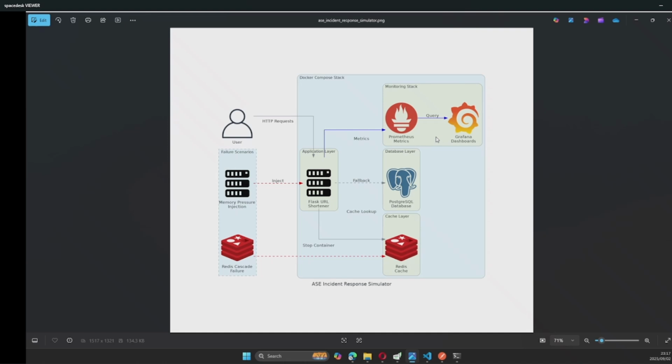But the difference is, you can see here we get the red arrows, which are failure injection points, with the first one being the memory pressure injection on the application layer, and the second one being the Redis cascade failure on the cache layer. So this system was designed like this to break systematically, and then for us to monitor it and to respond to them.